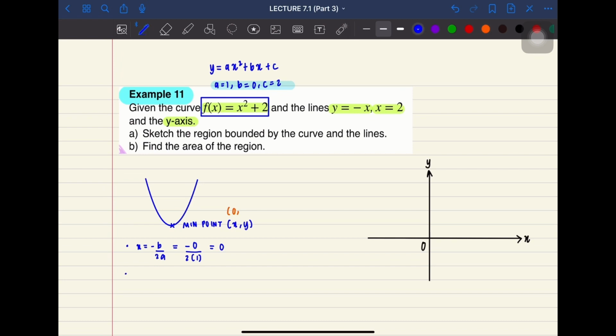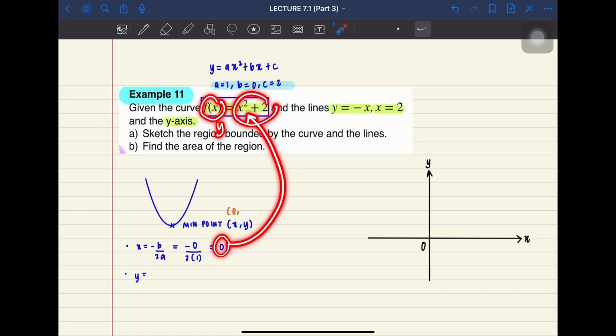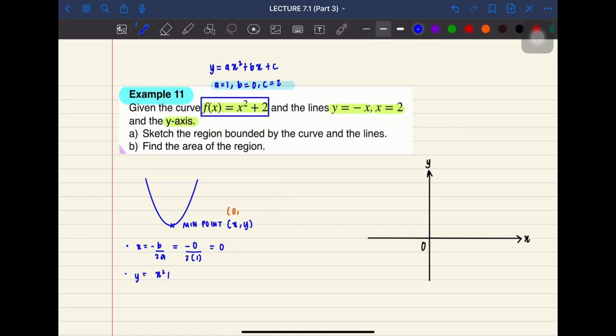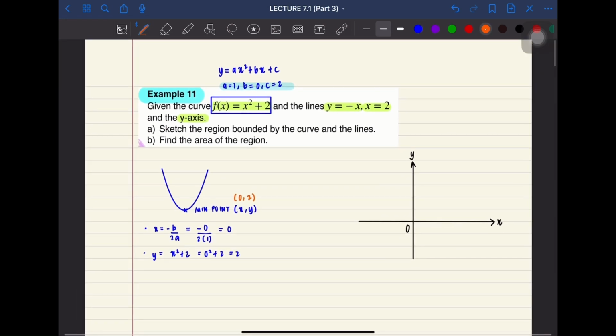Okay, so for y pula senang je sebab kita dah ada value of x. So we just substitute the x into this equation sebab this is f(x) ataupun y. So y sama dengan x square plus 2. So 0 square plus 2 is 2. So we get the coordinate, which is (0, 2).